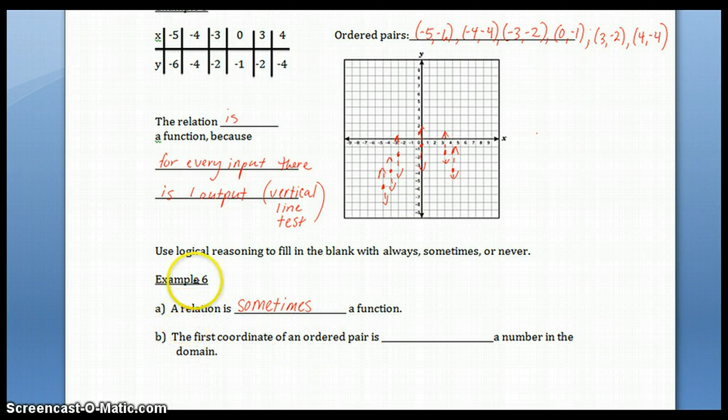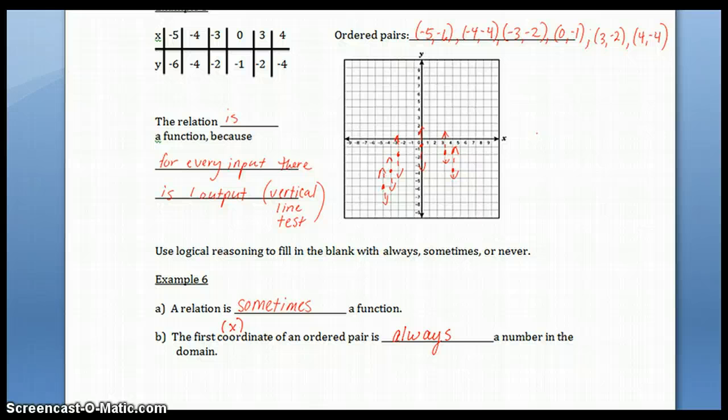Letter B says, this is example 6 again, the first coordinate of an ordered pair is always a number in the domain, is sometimes a number in the domain, is never a number in the domain. Now the first coordinate is always going to be your x coordinate. So take a minute and think about that and turn the recording back on when you've decided. Your x values are always your input values, and your input values are always going to be your domain values. So the first coordinate of an ordered pair is always a number in the domain.